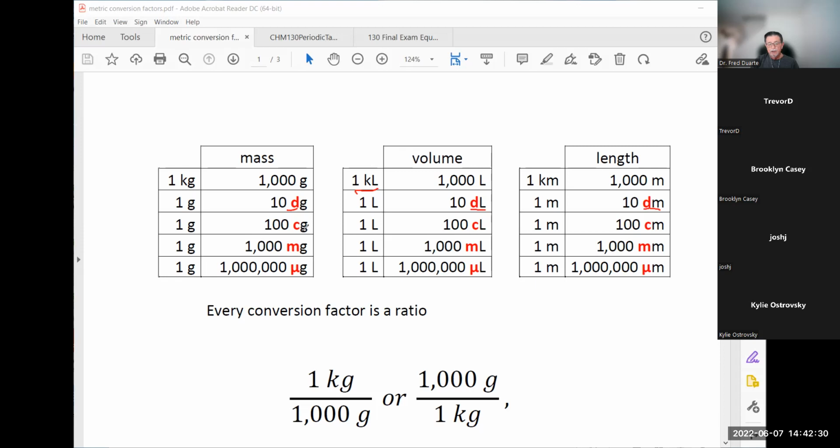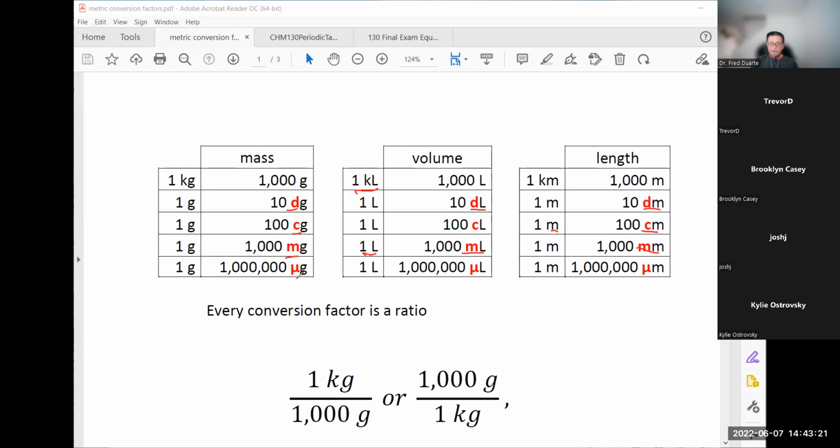Centigrams. How many years in a century? Well, 100. So in 1 gram, there are 100 centigrams. In 1 liter, there are 100 centiliters. And in 1 meter, there are 100 centimeters. Now, with respect to millennium, maybe you're familiar with the term, how many years in a millennium? There are 1,000 years in a millennium. Therefore, in 1 gram, there are 1,000 milligrams, in 1 liter, 1,000 milliliters, and in 1 meter, 1,000 millimeters.